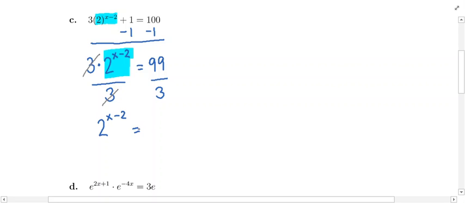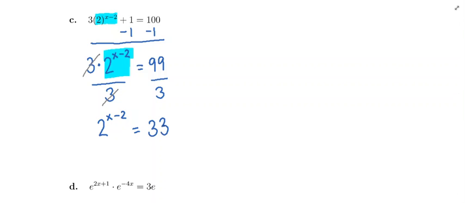Okay, so we're going to have 2 raised to the x minus 2 power is equal to 99 divided by 3, which is 33. Okay, so now we're exactly where we need to be. The exponential piece is isolated.